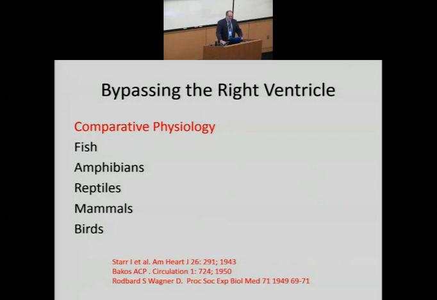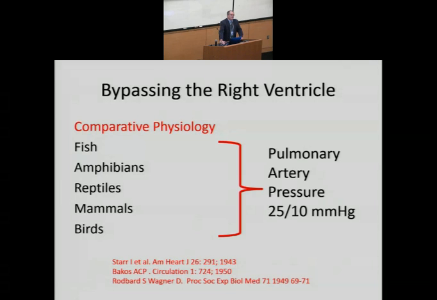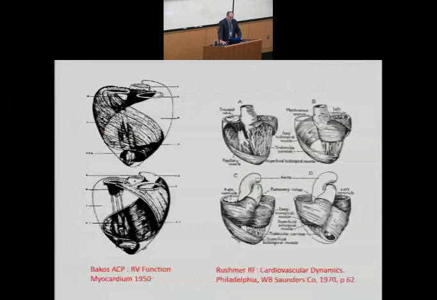All of this comparative anatomical work was interesting because it really showed that in a biventricular system, if the right ventricle was ablated, the pulmonary artery pressure still measured about 25/10, which was very interesting because at that time, the thought was that the right ventricle was really needed to pump blood through the lungs. And it was clear now that it wasn't needed necessarily.